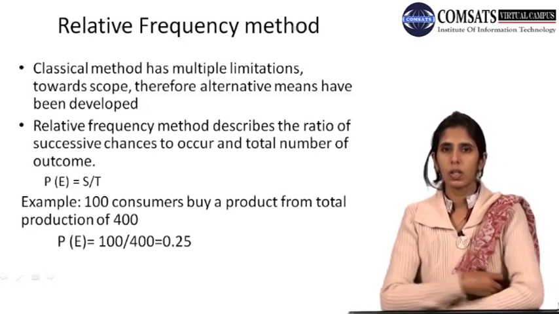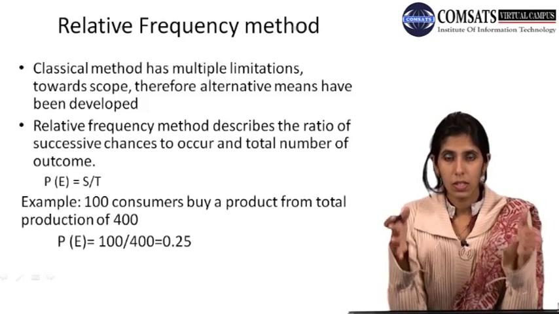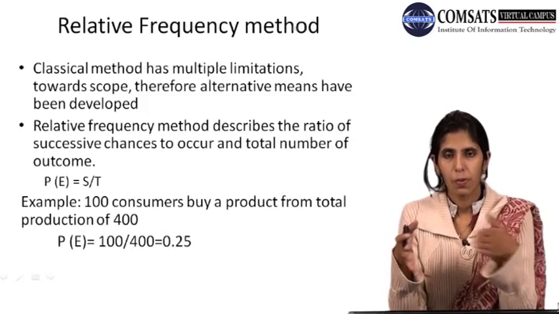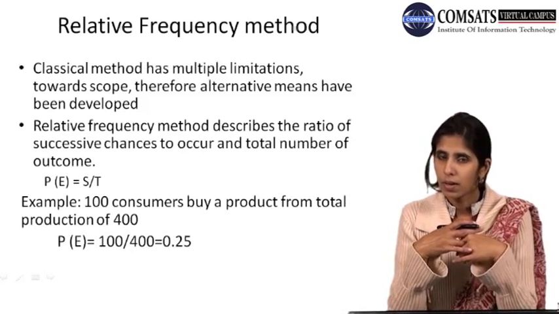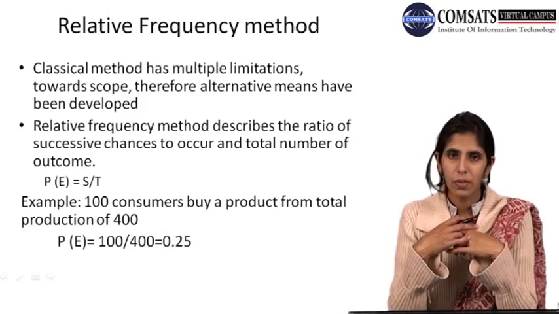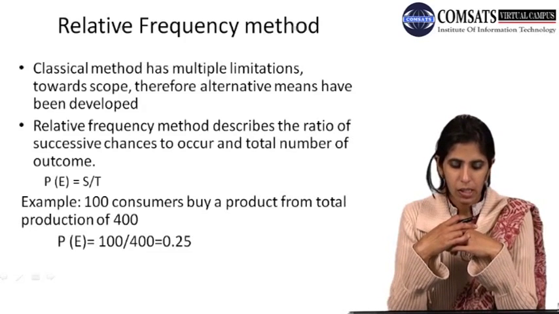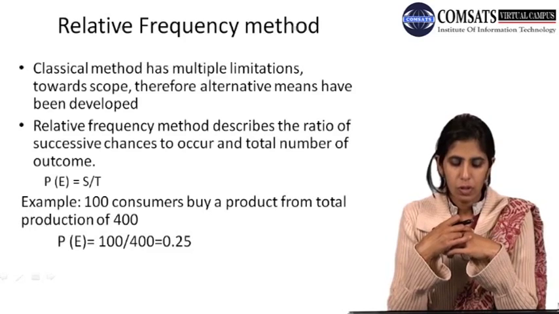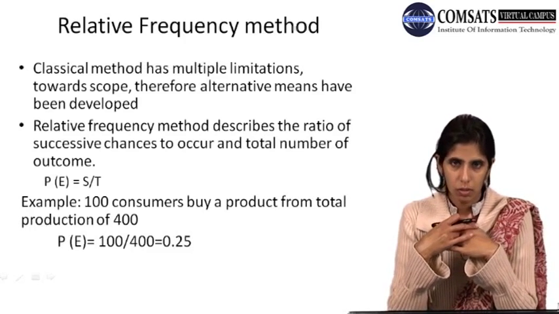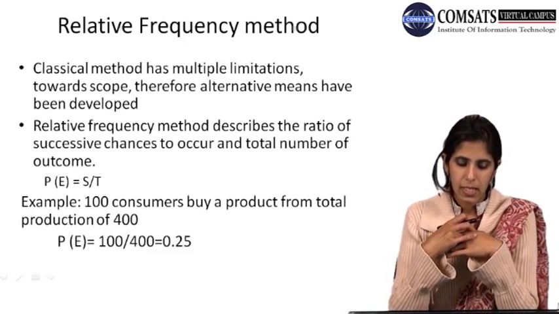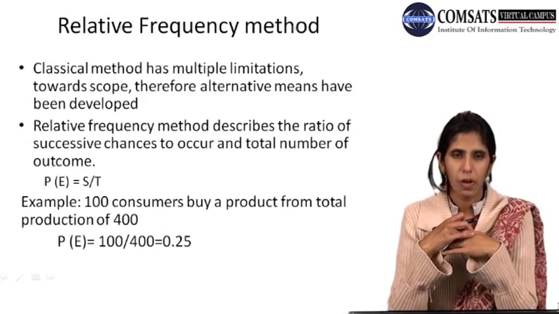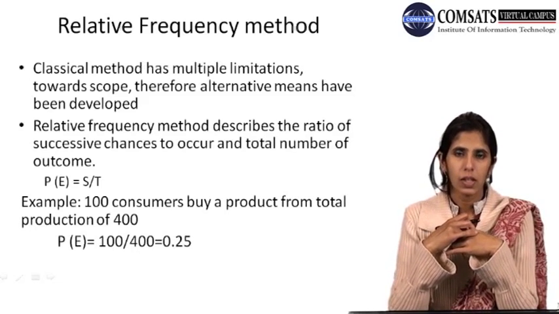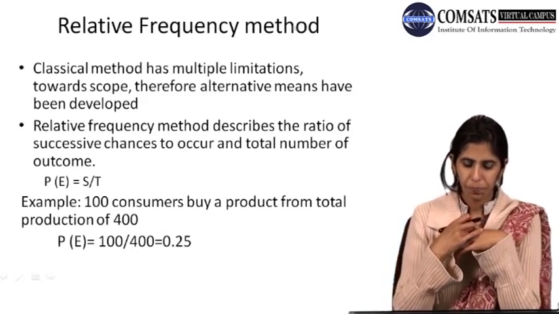Meaning we should know the sample space, the entire domain where the probability is lying, and how many chances are there that one particular event will happen. Right? So that is equal to successive chances over total chances, total outcomes. S describes the successive and T describes the total number of outcomes, which gives the probability of an event.